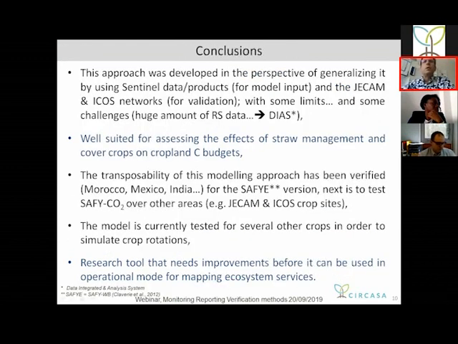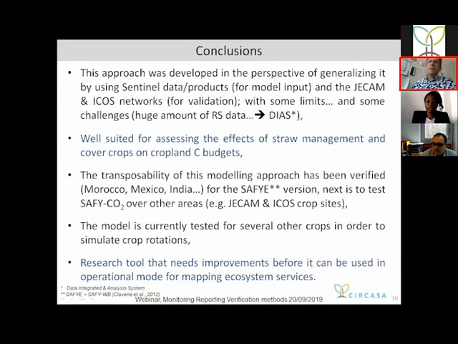Okay, and as a conclusion, this approach was developed first in the perspective of generalizing it by using some Sentinel data products and by using some networks of observation like JECAM and ICOS. It has some limits, what I just mentioned. And also there are some challenges because in order to run the model over large areas, you have to deal with a huge amount of remote sensing data. It is well suited for assessing the effect of straw management and cover crops on the cropland carbon budget.